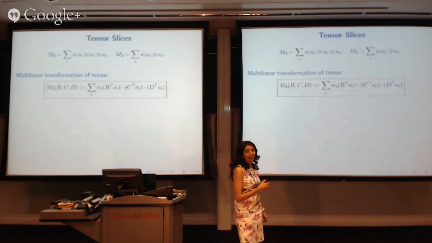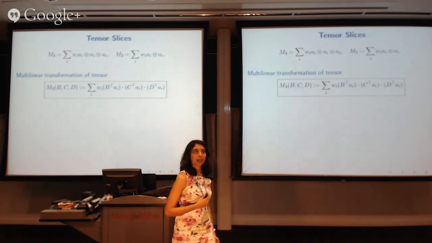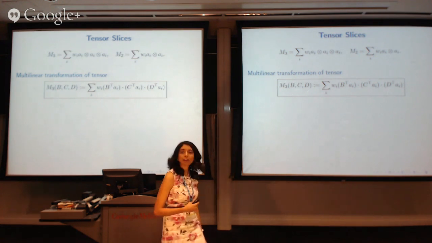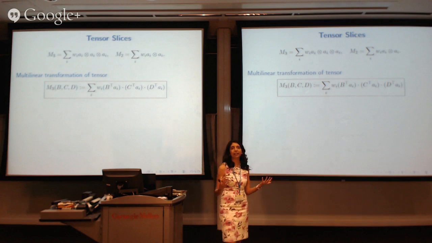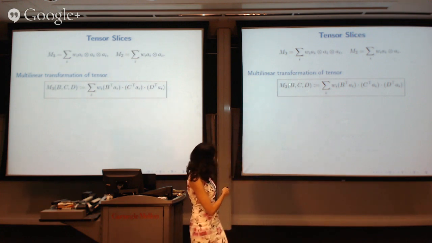So another notation that I'd like to introduce, which we'll need, is this: once I have the tensor, I want to be able to do transformations of the tensor. So think of a tensor as a multilinear operator, right? So what do I mean by that? I'm going to use this function.